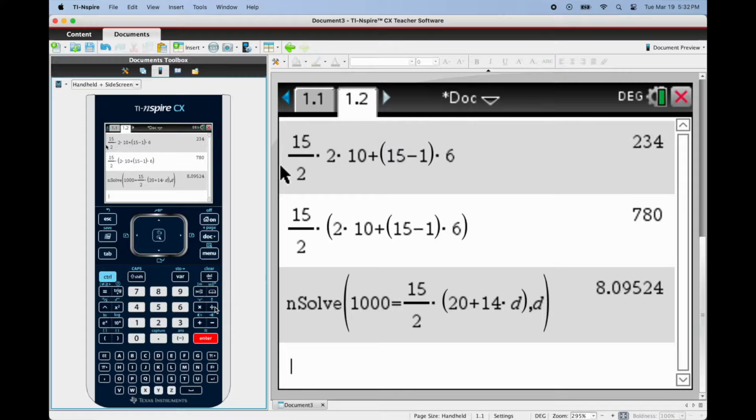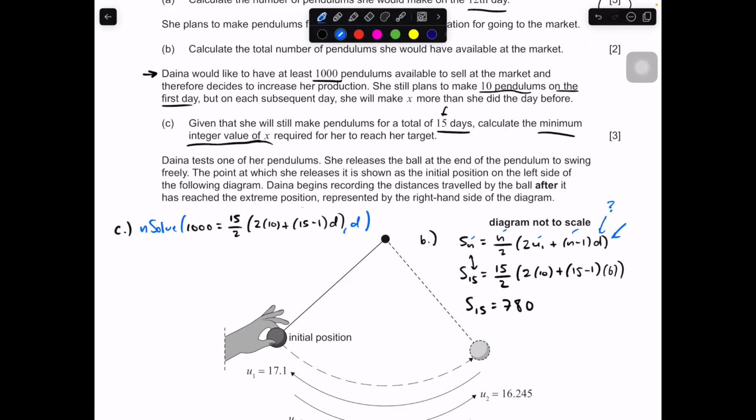So she needs to make 8.09524 pendulums. Let's go back to the document and write this in. So d is equal to 8.09524, and so on. Or we might think, to 3 sig figs, 8.1 pendulums. But it says here integer values, and even if it didn't, if she's making less than 8.1 pendulums, she's not reaching her target.